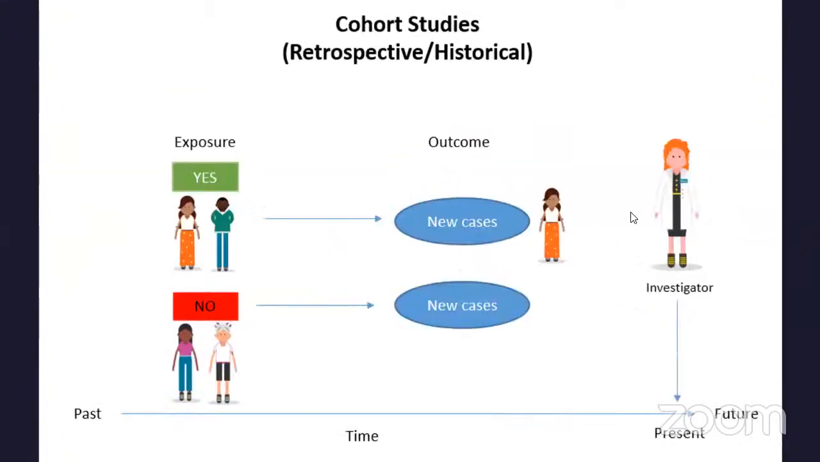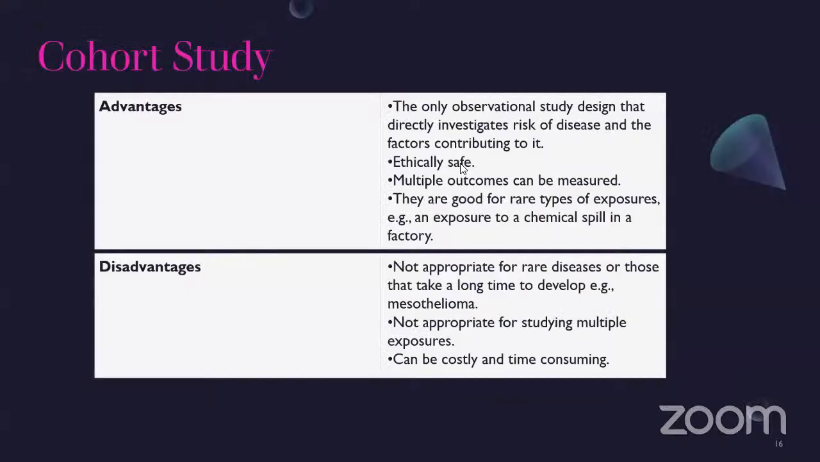Retrospective cohort is where the investigator is at the present time and already has cases, new cases. She already has outcomes. Now she is going to go back and see, was this person exposed? Were they not exposed? Then we are going to stratify them: exposed to the risk, not exposed to the risk. This is retrospective, historical.